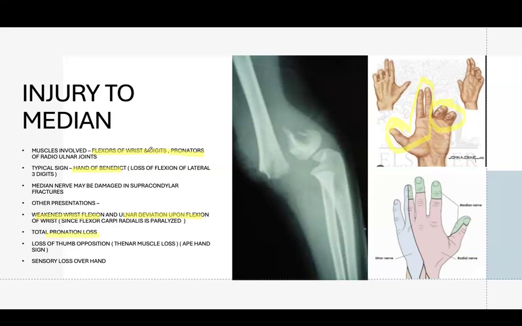You would have pronation loss because obviously the pronators are supplied by the median nerve. You'd have loss of thumb opposition. What does that mean? It basically means when you try and touch your thumb to your pointer finger, right? And the reason for this is because you would have the loss of the thenar muscles, and the thenar muscles are supplied by the median nerve. So if the median nerve is damaged, you're going to have loss of thumb opposition, basically loss of any thumb function. You'd also have sensory loss over the hand in this pattern. So the median nerve is this pattern, as you can see, the green ones.